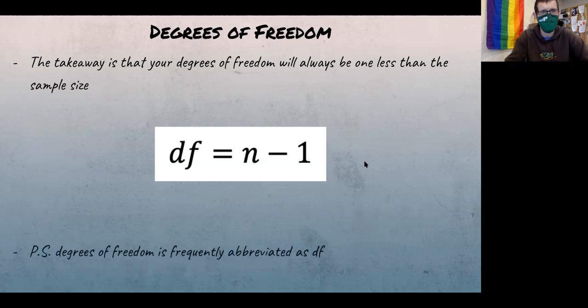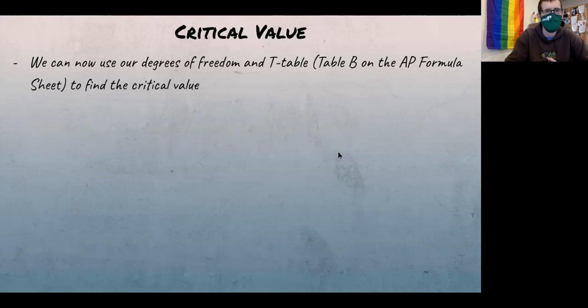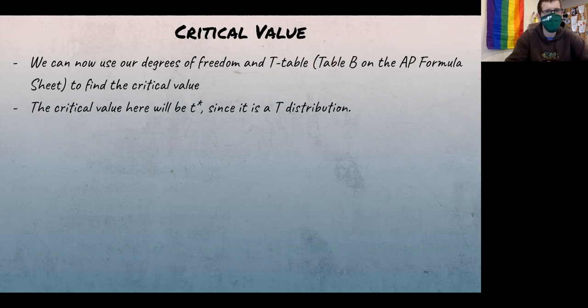This gets a little bit trickier when we're talking about 2 means and when we get into our chi-square calculations, but they never get too bad. Let's just say that. So the degrees of freedom is going to be sample size minus 1. Okay, and so what does that mean? All right. We can now use the table B in the AP formula sheet to find our critical value for any problem. And we're going to call this T star since it's a T distribution. So now whenever we're talking about a critical value, if it's proportions, we're using Z star. If it's means, we're using T star.